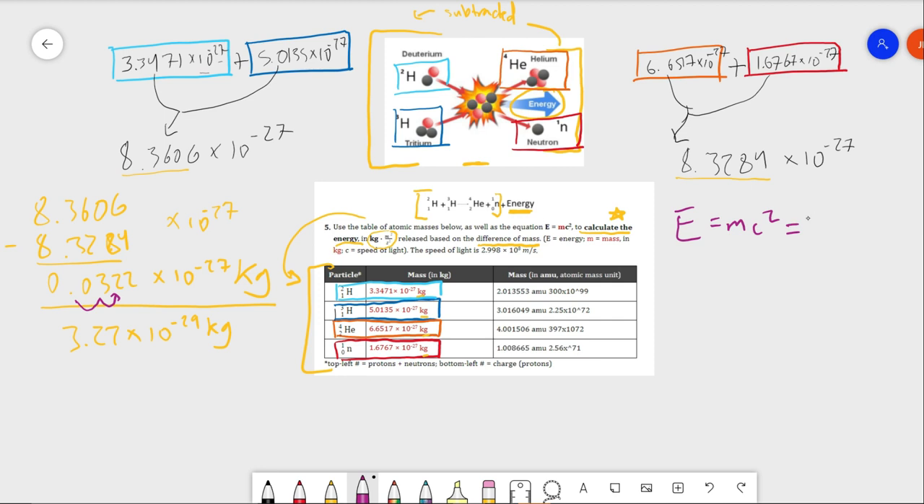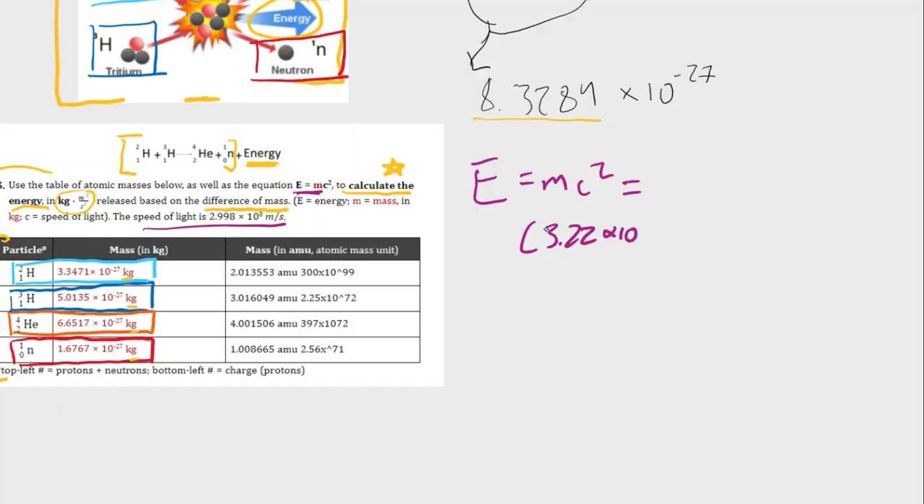So let's cut the talk and let's actually just plug this all in. We now have our mass. Once again, this equation is telling us how to use the difference of mass, which we found, in the equation E equals mc squared, where the speed of light is 2.998. So we have as our mass 3.22 times 10 to the negative 29 kg. Again, using 0.322 times 10 to the negative 27 also works. And 2.998 times 10 to the 8 meters per second. All of that squared should give us, we plug this into our calculator, right?